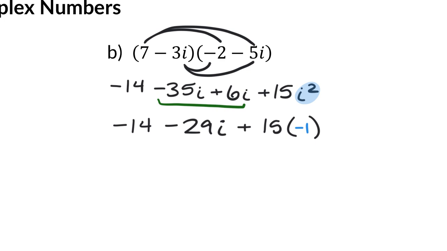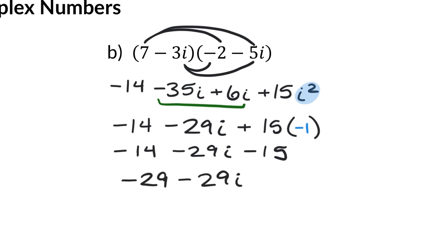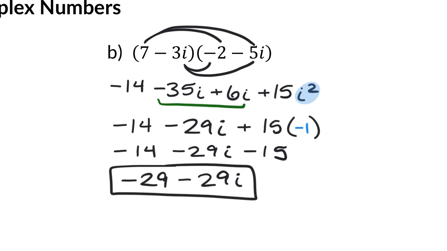Okay. At this point, we just need to finish cleaning up the steps. Since we got rid of the i squared, since i squared is -1, that means we need to finish cleaning up these real numbers, because now that +15 is now -15. And -14 minus 15 is -29. So this complex number that results from multiplying 2 other complex numbers is -29 minus 29i.